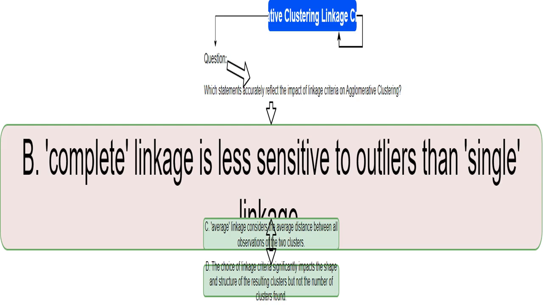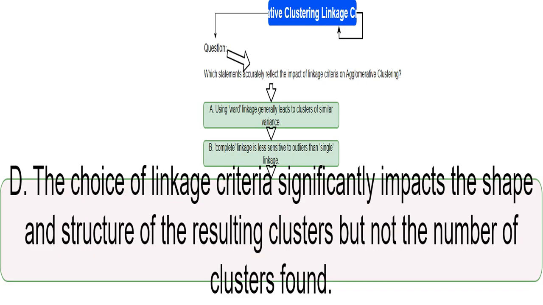The average linkage method is pretty straightforward. It calculates the average distance between all pairs of data points in 2 clusters before merging them. It's like averaging all the distances. This statement is incorrect. The way you link clusters, the linkage criteria, does affect how many final clusters you get, not just their shape. The number of clusters is often preset, but the linkage method still affects which points end up together in each cluster.